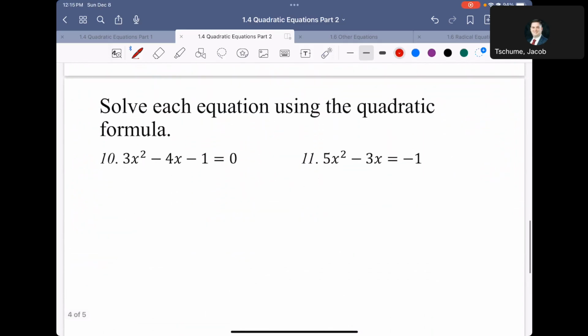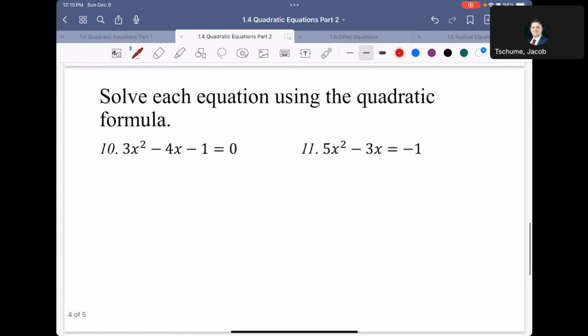All right, so let's do a couple more using the quadratic formula. While you get these problems written down, or if you need to pause the video to do that, I'm going to write down the quadratic formula here just so I don't have to keep scrolling back up and down as we work these problems. So there's my quadratic formula. I'd like you to solve these two problems with me. Number 10, you've got 3x squared minus 4x minus 1 equals 0.